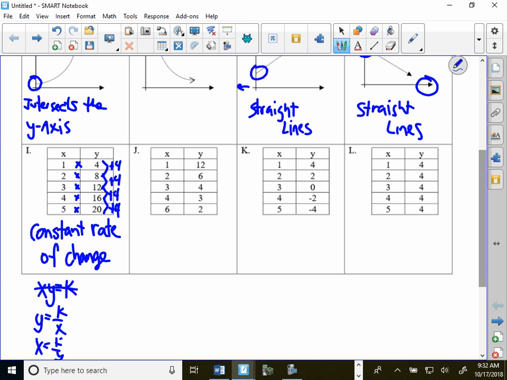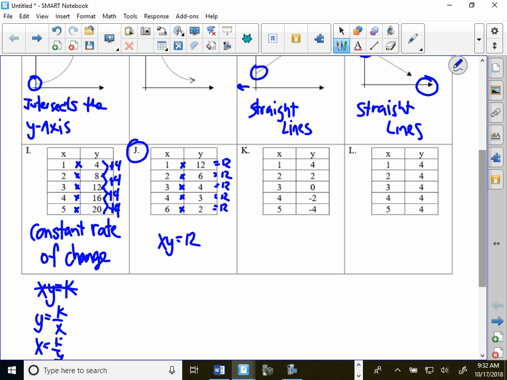Now, if I multiply 1 times 12, x times y, that's 12. 2 times 6 is 12. 3 times 4 is 12. 4 times 3 is 12, and 6 times 2 is 12. So now we do get that x times y equals 12. So this would be a circle. Okay.